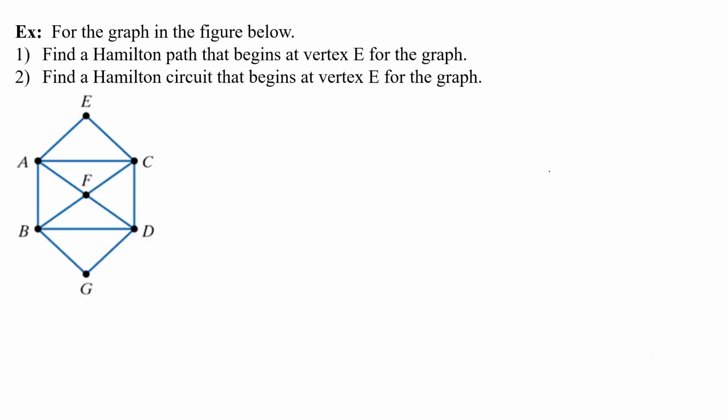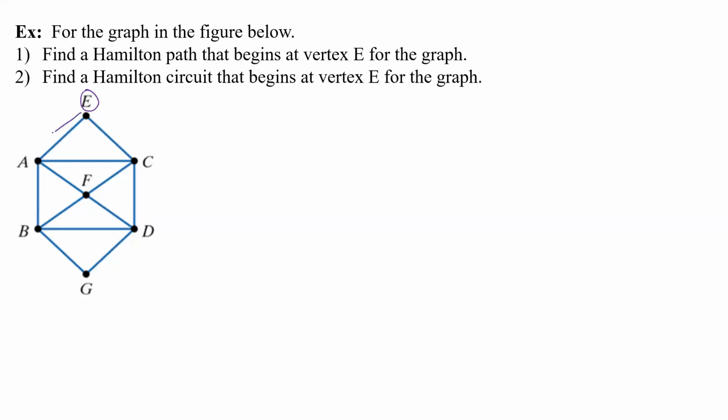So let's look here. It says for the graph in the figure below, find a Hamilton path that begins at vertex C for the graph. And then part two is find a Hamilton circuit that begins at vertex C for the graph. All right, so we're going to start up here at E and we'll hopefully circle it. And we're just going to work our way through. Now, we can visit each vertex only one time.